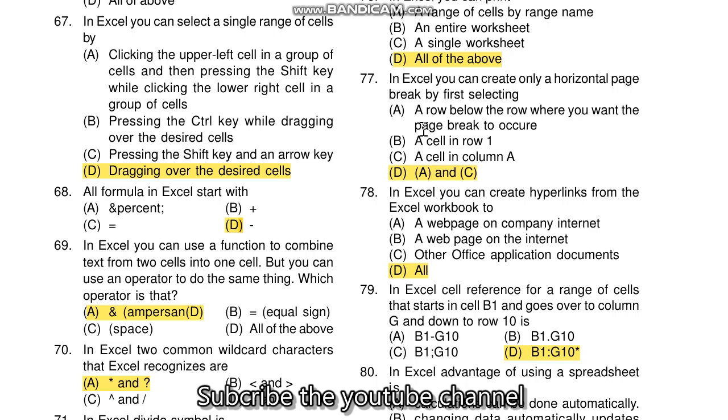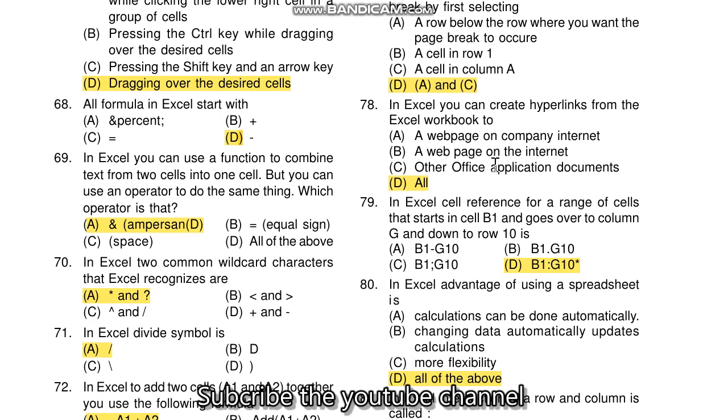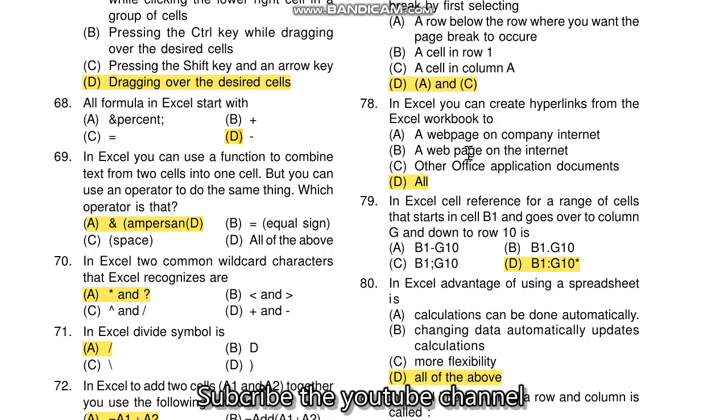Correct answer A and C: a row below the row where you want the page break to occur, or cell in column A. Question 78: in Excel you can create a hyperlink from the Excel workbook to all of the above: a web page on a company intranet, a web page on the internet, another Office application document.